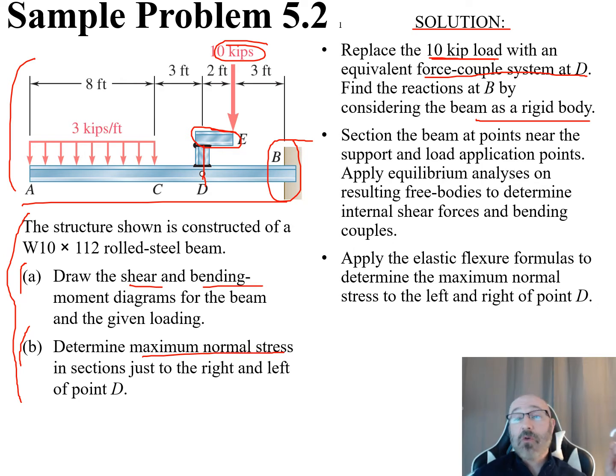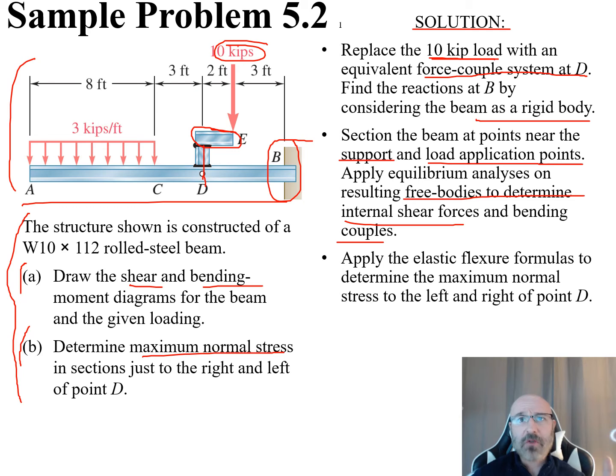Then from there, we can move on to the next section, which is where it's asking us to section the beam at points near the support and load application points. So we can go through all of those and figure out where we can section. Then after we've found those, we can apply the equilibrium analysis at the resulting free bodies to determine the internal shear forces and bending couples. This is the same type of thing we did in the previous problem.